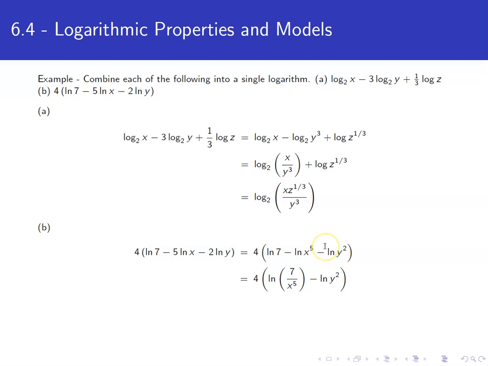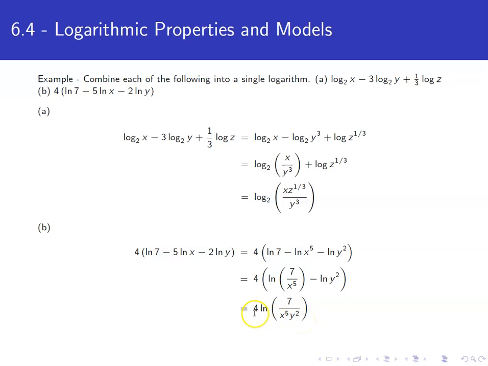And I'm going to go left to right in order here to rewrite this and make sure I don't get things messed up. The first two I can rewrite as a quotient and get log of 7 over x to the 5th, and then I still have a minus log of y squared. That again is a quotient, so that becomes 4 times natural log of 7 over x to the 5th times y squared. Both of those will be in the denominator.